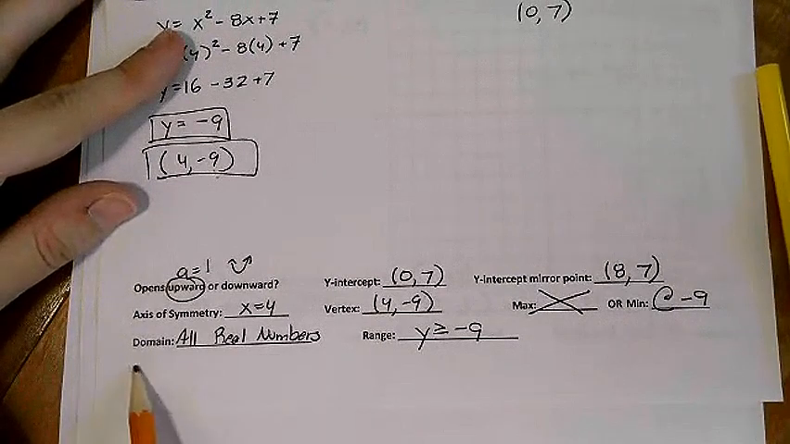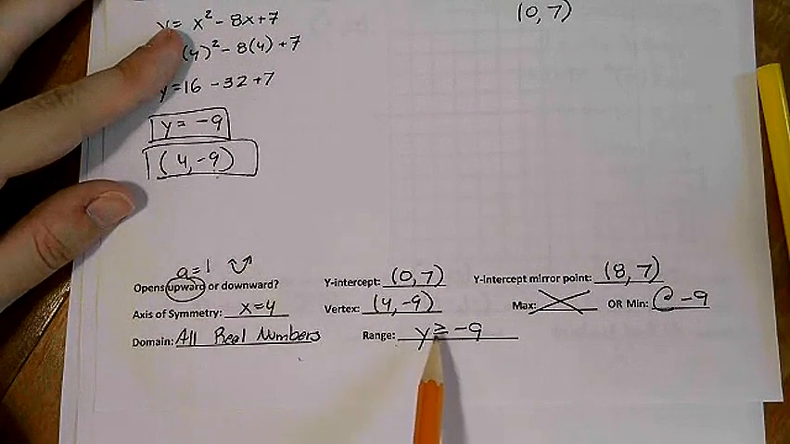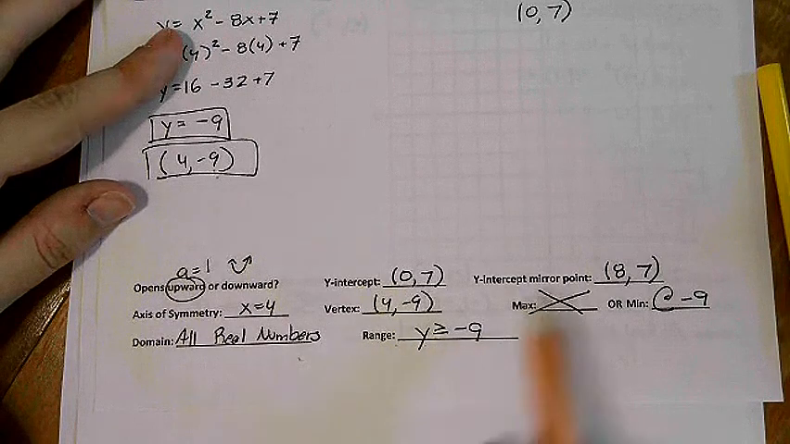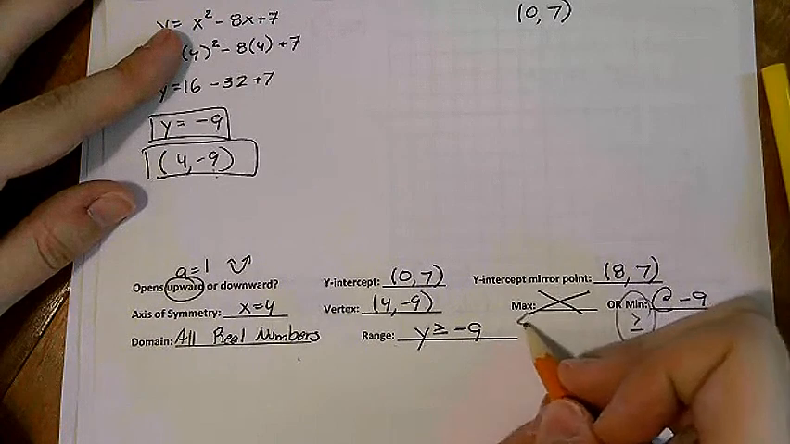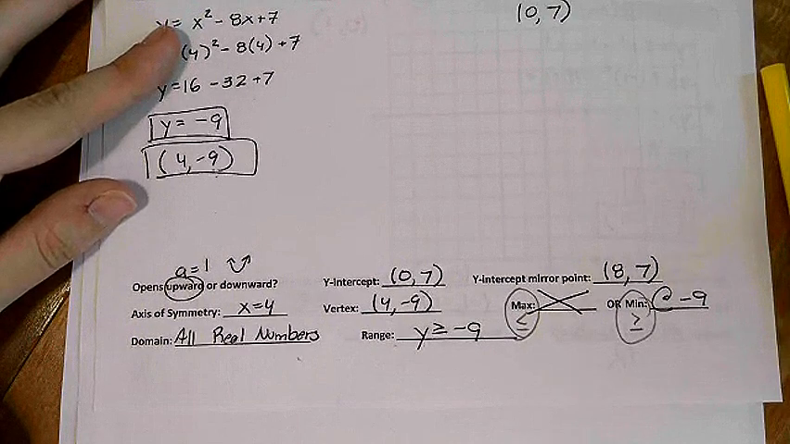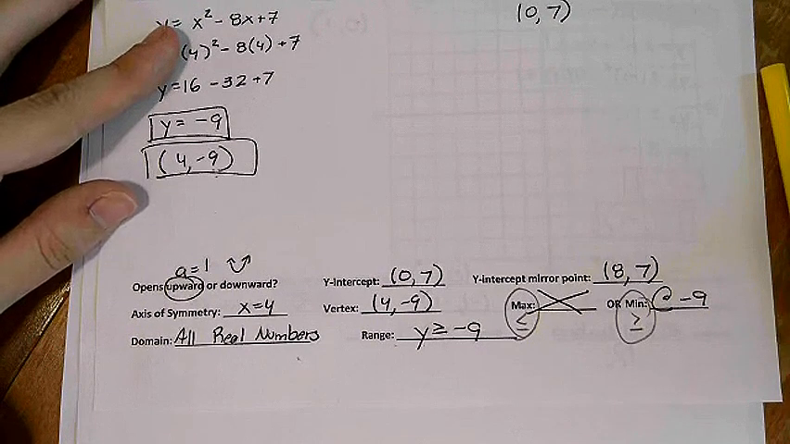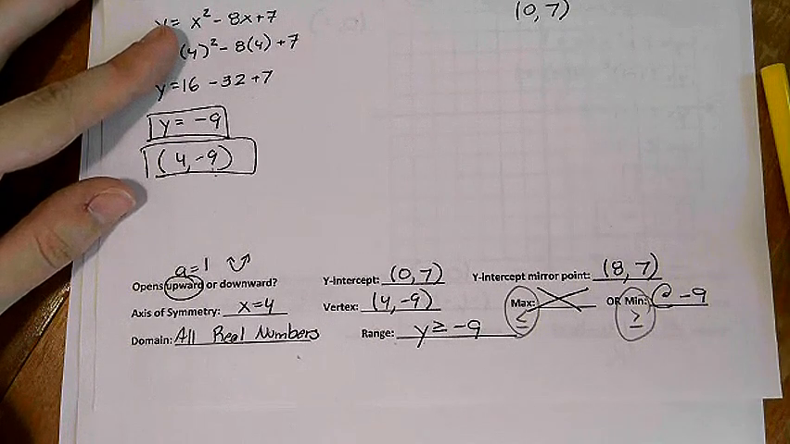Domain for all quadratics is all real numbers. And then the range would be y is greater than or equal to -9. Because if it's a minimum, it's going to be greater than or equal to. The maximums only have less than or equal to, right? I know these are a lot of work, but they're very important. We're going to keep doing them for the rest of this year, and you're going to see them all over the place in Algebra 2. So it's really, really important.